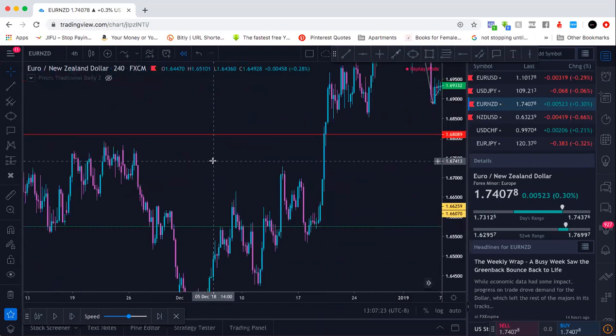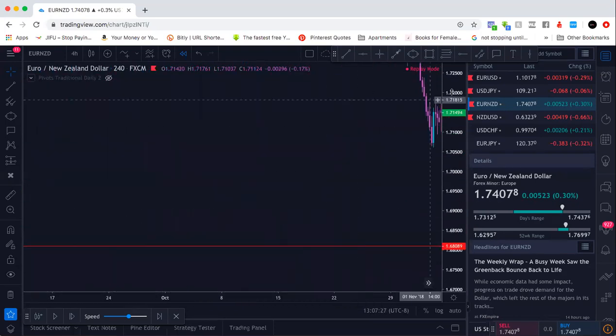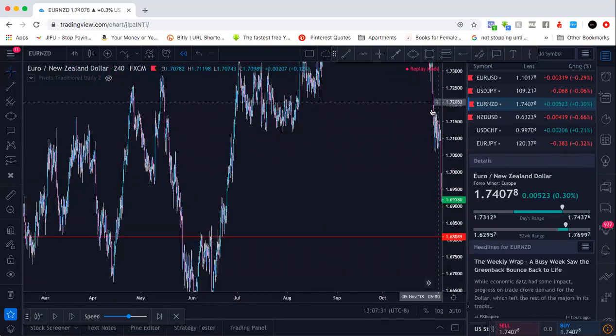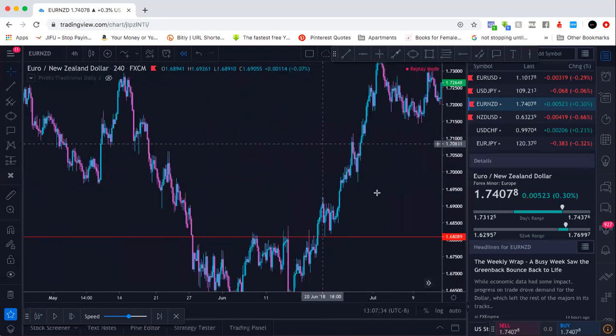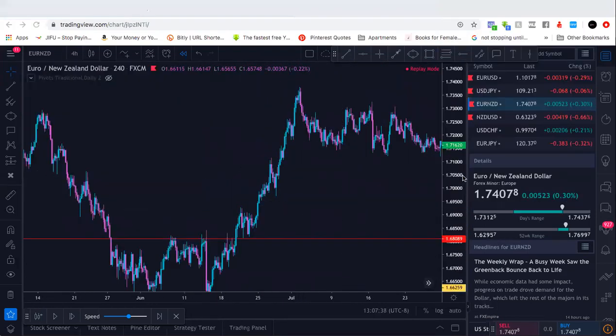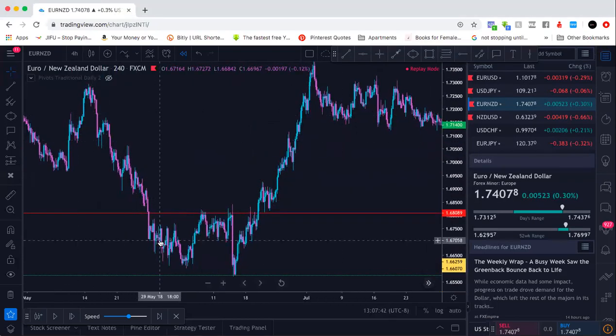So let me find an uptrend. Okay, we could use this. So what are you saying now? You're trying to say if we were in a downtrend that turned into an uptrend? Something like that?